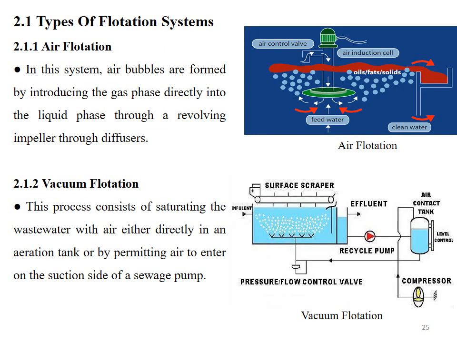The flotation process can further be divided into two types. The first one is air flotation and the second one is vacuum flotation. In air flotation, air bubbles are formed by introducing the gas phase directly into the liquid phase through a revolving impeller through diffusers, as shown in this figure. Now in this figure, the arrows in the center are showing a revolving impeller. Now the gas enters, and the impeller revolves that gas.